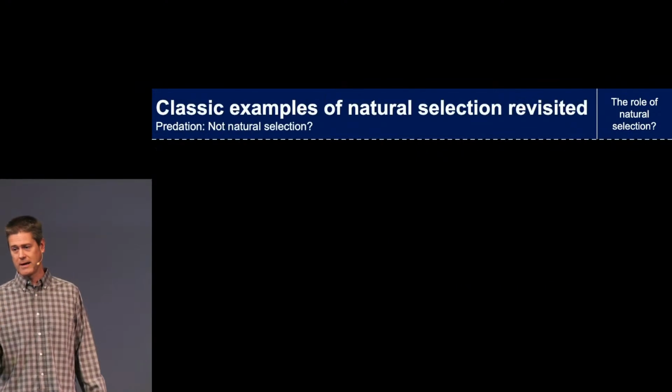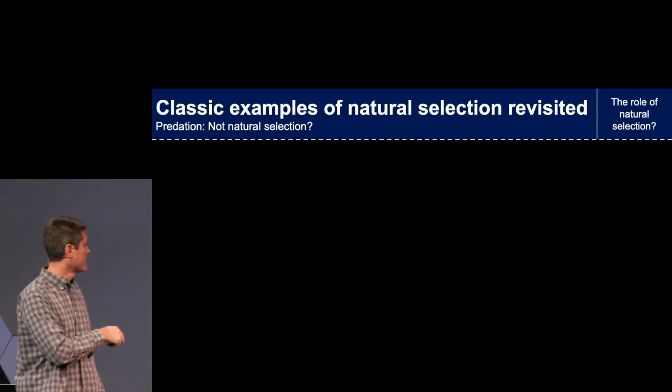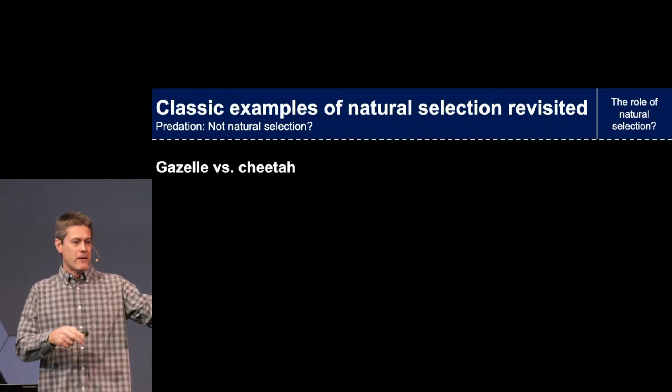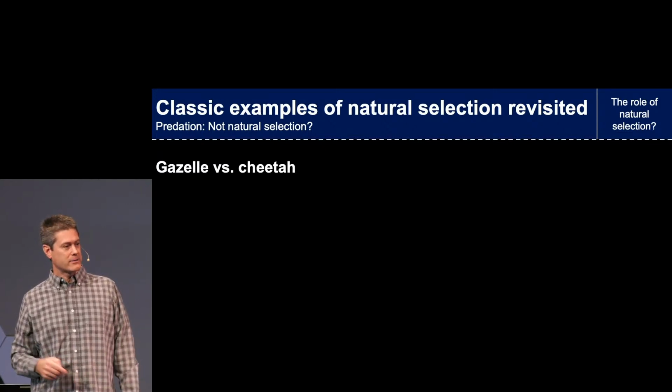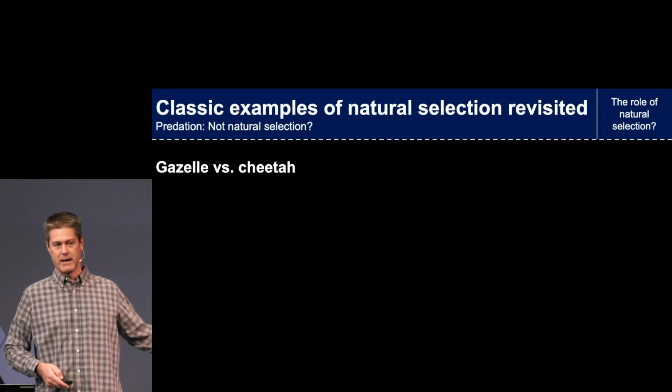I'm going to give you a couple of classic examples of predation that supposedly is natural selection. The first is a gazelle and the cheetah, right? So you've heard this one. You've got a bunch of gazelles, and originally the gazelles weren't that fast. You had the cheetah, and the cheetah would go and eat gazelles, and the only ones that survived were the ones that could outrun the cheetah.